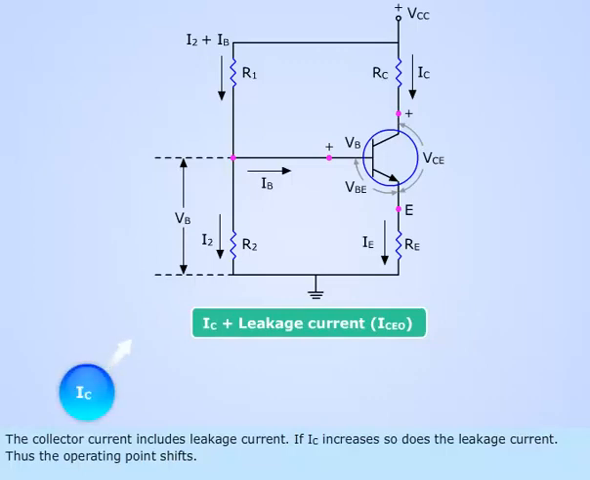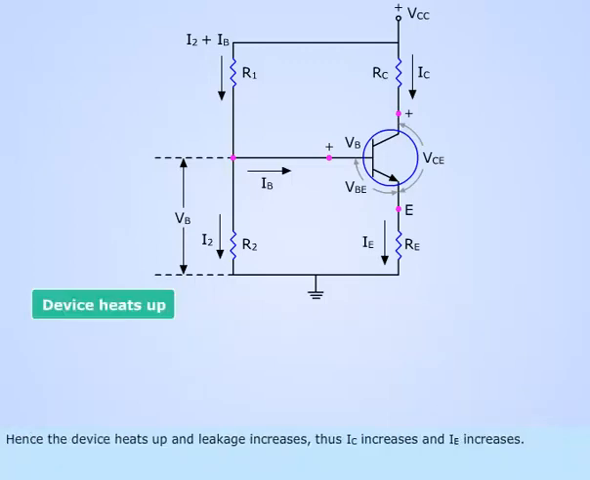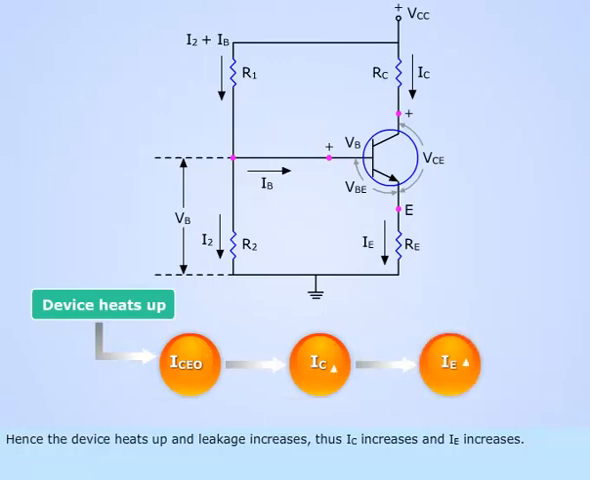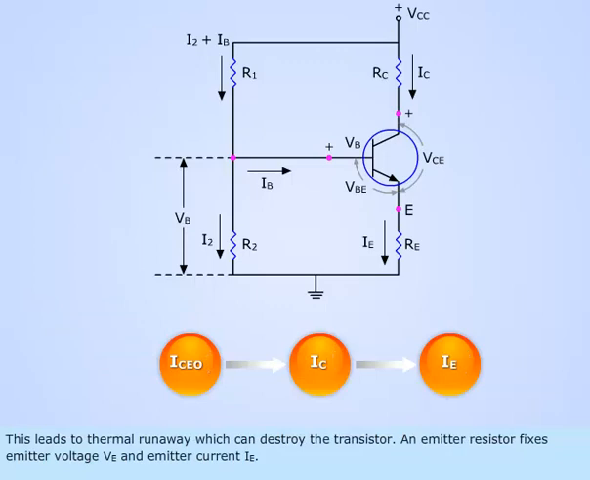If I sub C increases, so does the leakage current. Thus, the operating point shifts. Hence, the device heats up and leakage increases. Thus, I sub C increases and I sub E increases. This leads to thermal runaway, which can destroy the transistor.